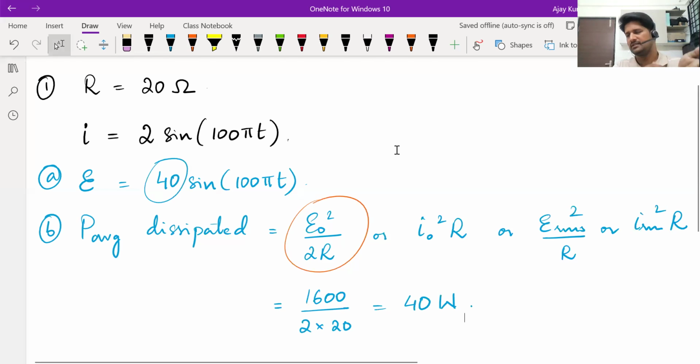Okay, any doubt in this? Simple. No, sir. Yesterday what we did was, based on EMF, we wrote the current equation. Now based on the current equation, we are writing the voltage equation and then calculating power.